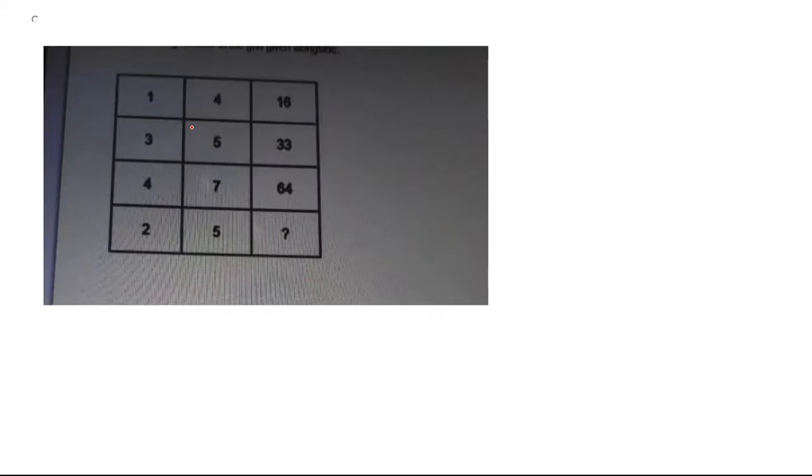This is our next question. So let's see what approach we are following here, what pattern is being followed in this particular question. So let's try to understand. See what we are doing basically here. Let's take this particular row. 1 square plus 4 square will give you 17. 17 minus 1 will give you 16.